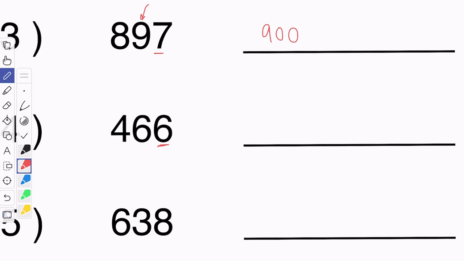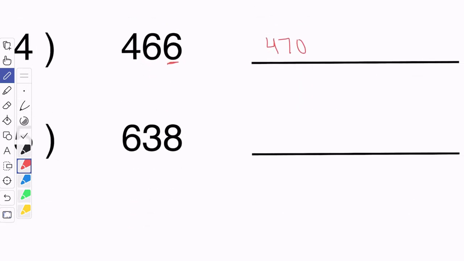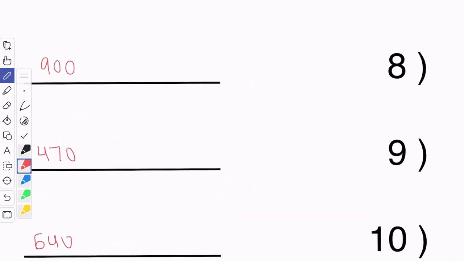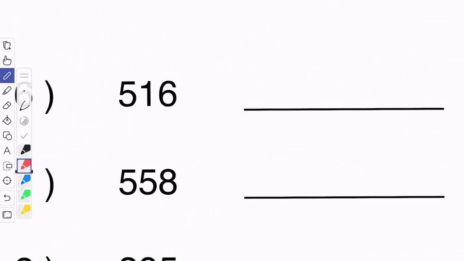So for this one, 6 is greater than 5, so we're going to have to round up, and that 60 is going to become a 70 now. For 8, it's greater than 5, so we're going to round up, so that 30 is going to become a 40. 16, so that 6 is greater than 5, so we're going to have to round up because it's closer to 20.